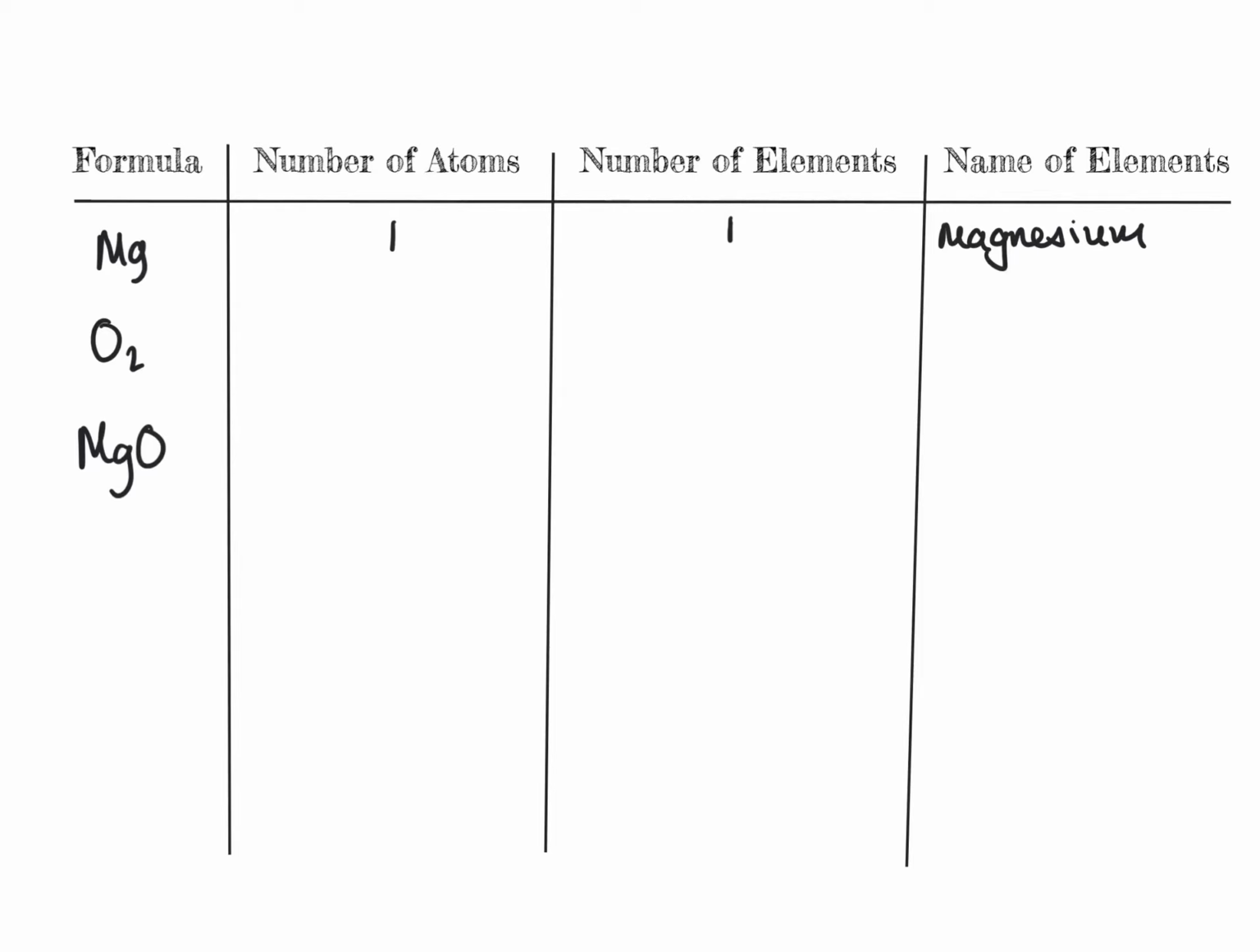Okay, your second one down, O2. Now the number of atoms, we've actually got a number here. So we've got O, but we've got it twice. So there's actually 2 atoms here. So you can consider it to look kind of like a little molecule like this.